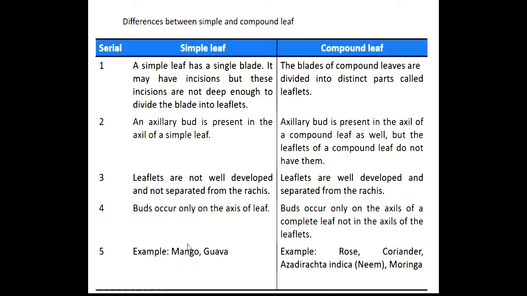Why is there a question about a leaflet? That theme may come in the case of a simple leaf.